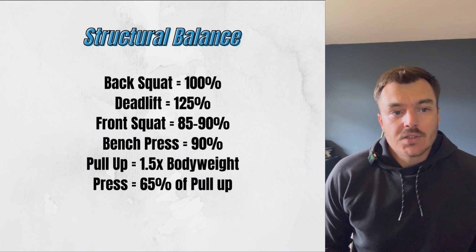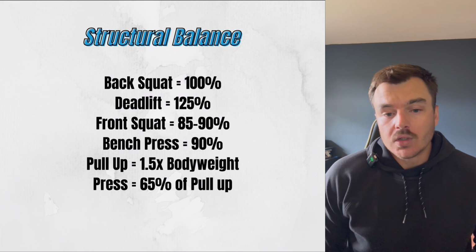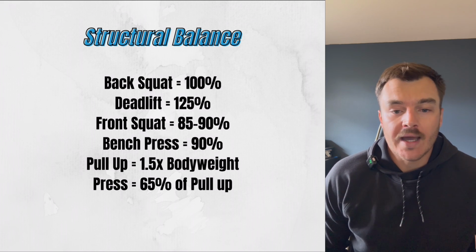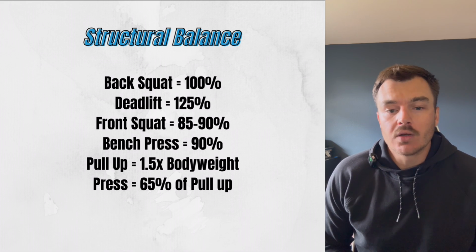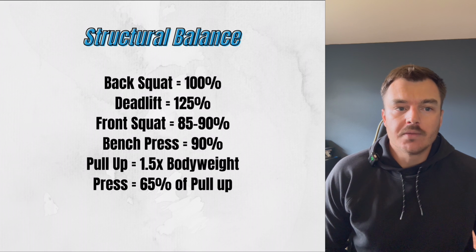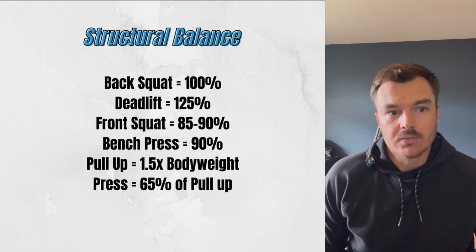The pull-up: you want to be able to do a pull-up with 1.5 times your body weight. So if you were a 200-pound person, then 1.5 times your body weight would be 300 pounds. So you want to be able to do a pull-up with 300 pounds of total load, which would be 100 pounds of added weight, right? That would be a 1RM pull-up.